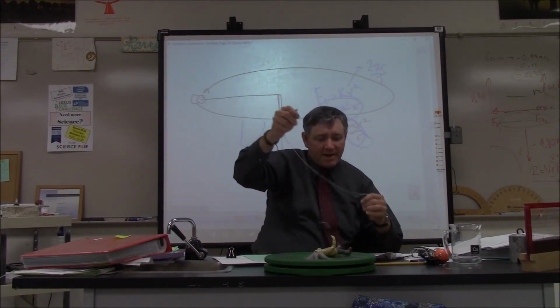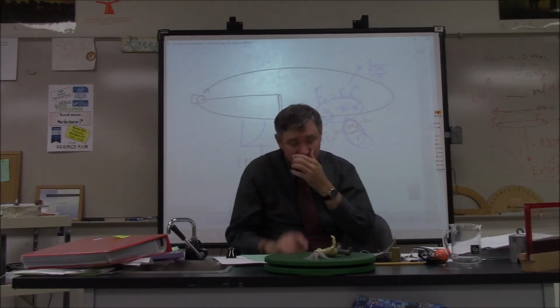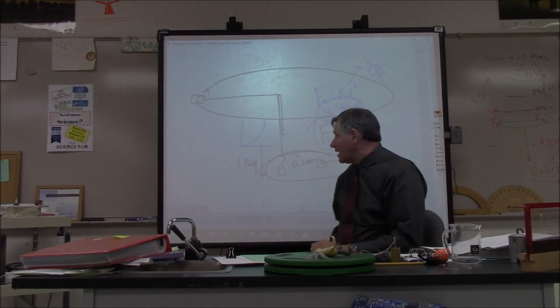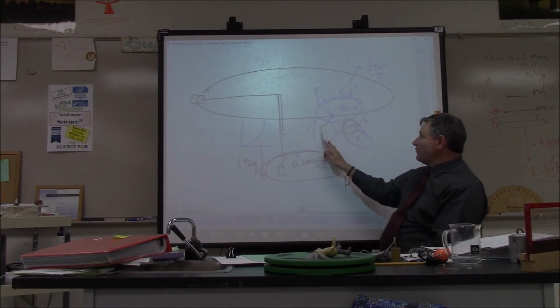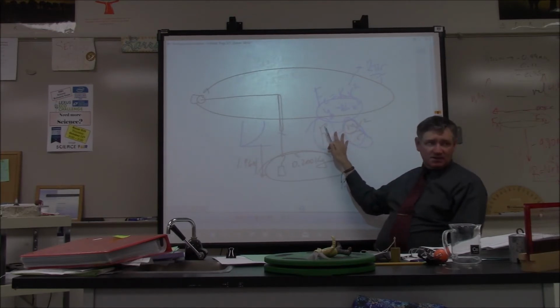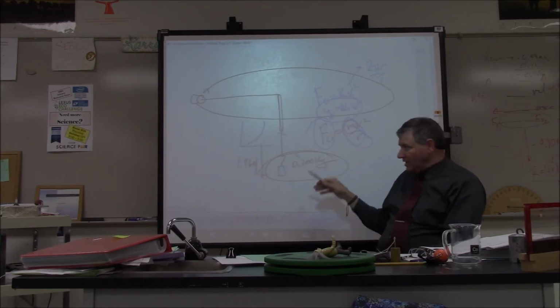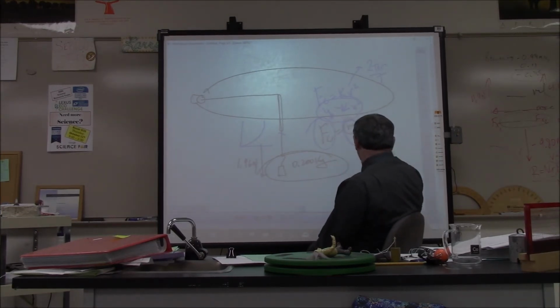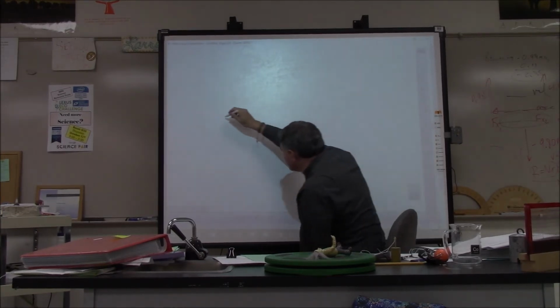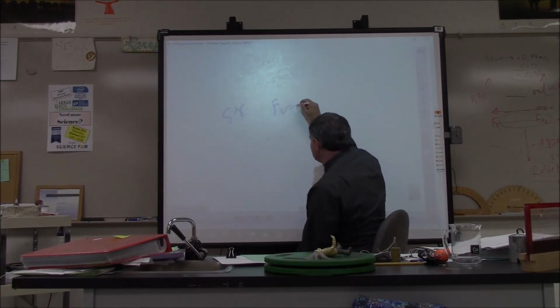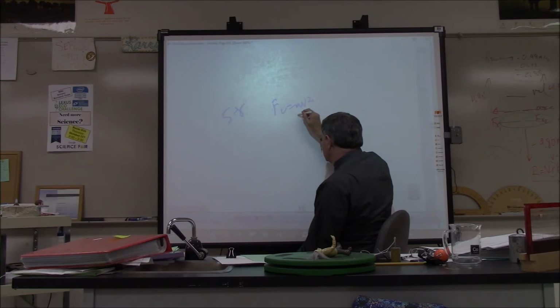Okay? Now, that's trials 1 through 4. On trials 5 through 8, I want to keep the centripetal force constant, and I want to keep the mass of the rubber stopper constant, but then I want to alter the radius. So here's what you want to look at on that one. On 5 through 8, you're going to go centripetal force equals mv squared over r.